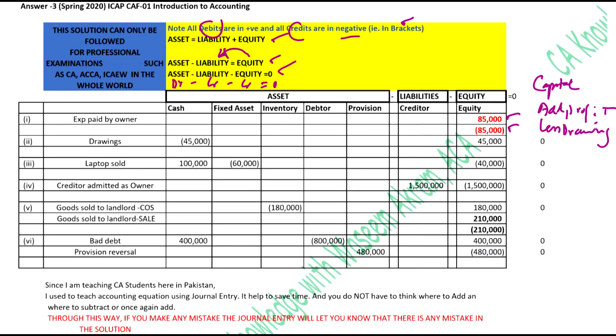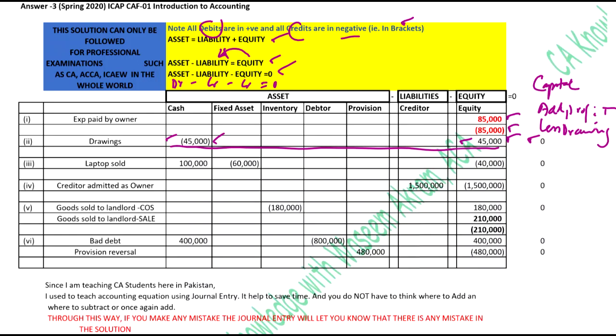Adjustment number 2. Repair of the owner's personal vehicle, it means it's a drawings. Payment made, drawings debit, cash credit. And if we see this whole line, it ultimately is 45,000 minus 45,000, which is equal to 0.